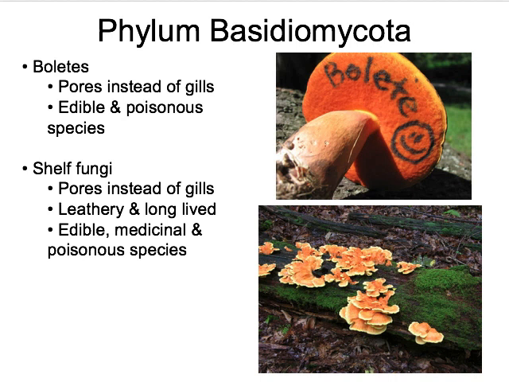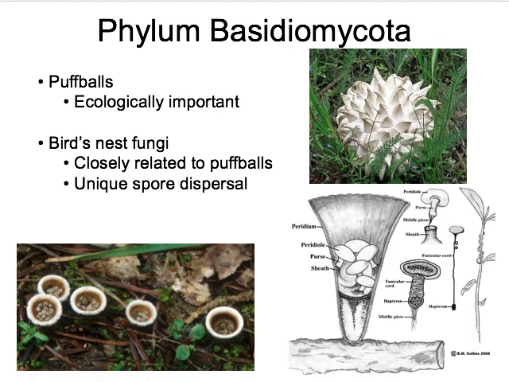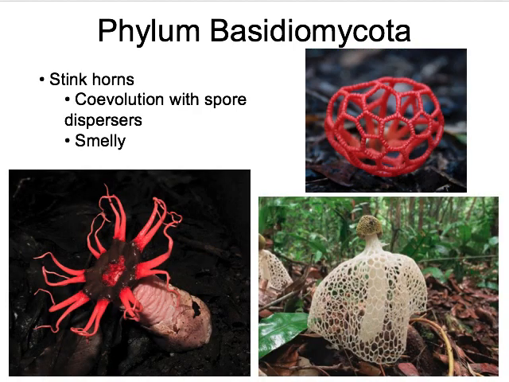Some other cool examples from phylum Basidiomycota include boletes, which have pores instead of gills, and shelf fungi, which are often found growing on the sides of old logs, decomposing them quietly. Puffballs have very fantastic shapes, as do bird's nest fungus, both of which have very unique spore dispersal tactics. Stinkhorns look like science fiction or aliens.